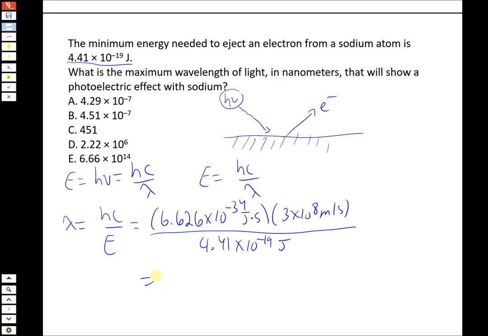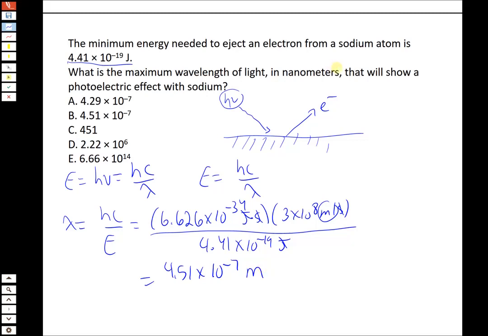Anyway, we're getting there. Okay, finally, we get 4.51 times 10 to the minus 7. And again, we have to be careful with units because that is one of the answers. But here, the joules cancel out, the seconds cancel out. And again, it's always going to be in meters when you first solve for it. So that's the wavelength in meters.